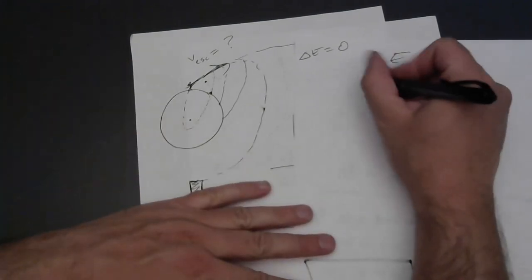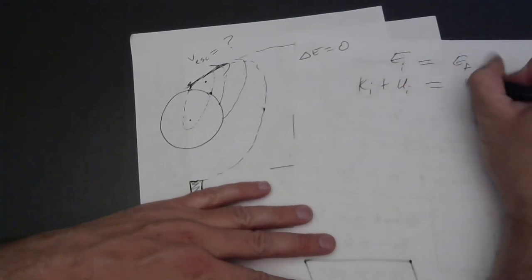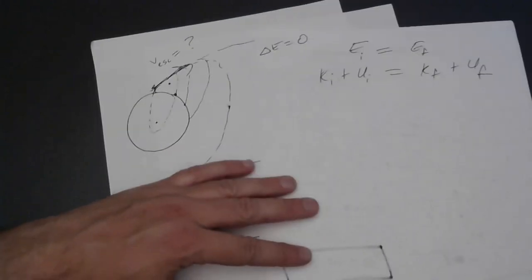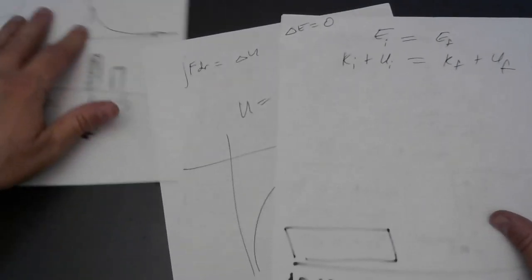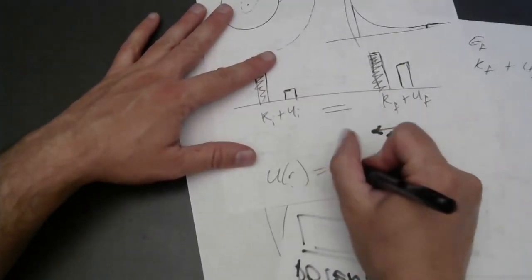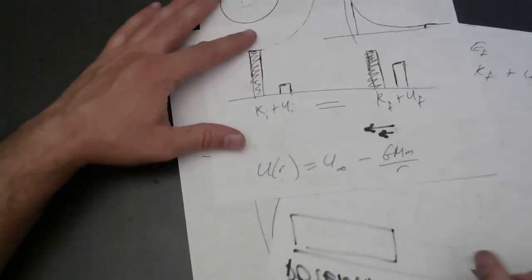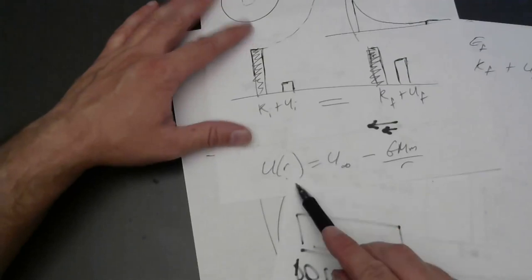All right, well, we've got kinetic energy initially, potential energy initially, kinetic energy final, potential energy final. And it's understood we're talking about gravitational potential energy in this problem. Now, because of our choice of reference potential, remember, I'm saying the potential energy at any distance from the center of the Earth is the potential energy at infinity minus GMm over R. This is the negative of the work done by gravity in going from infinity to position R.